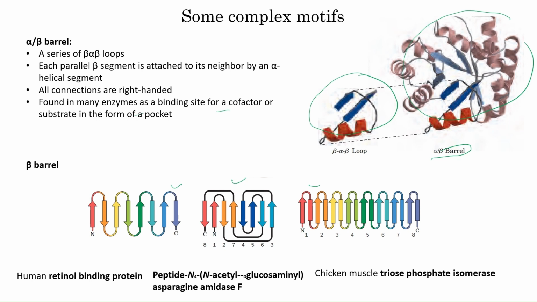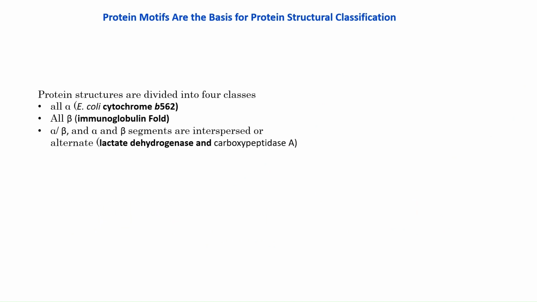Here, this type of arrangement is seen in retinol binding protein. The B type of complex has been seen in peptide N asparagine amidase, and the third one, C, has been seen in triose phosphate isomerase. So the motifs can be simple ones and also complex ones, that is, a combination of many simple motifs. Now, protein motifs are the basis for protein structural classification.